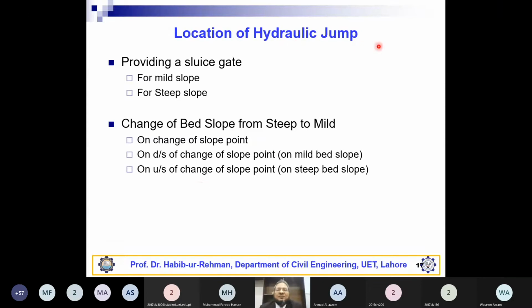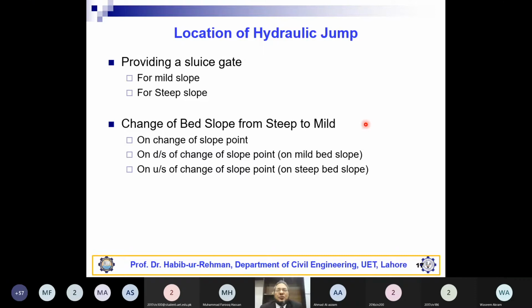Location of hydraulic jump. Now we want to discuss how hydraulic jump can be created in open channels and how we can find their locations, that where it will form, exactly at what location. There are 2 broad ways by which we can create hydraulic jump. Number 1, by providing a sluice gate in the open channel. And what is the second approach? By providing the change of bed slope from steep to mild.